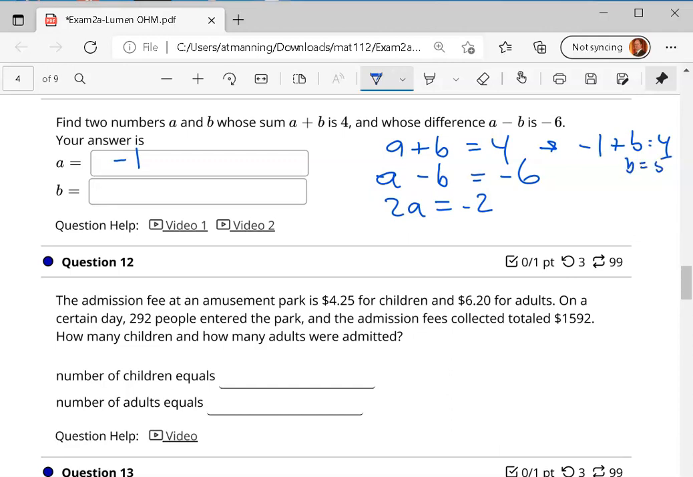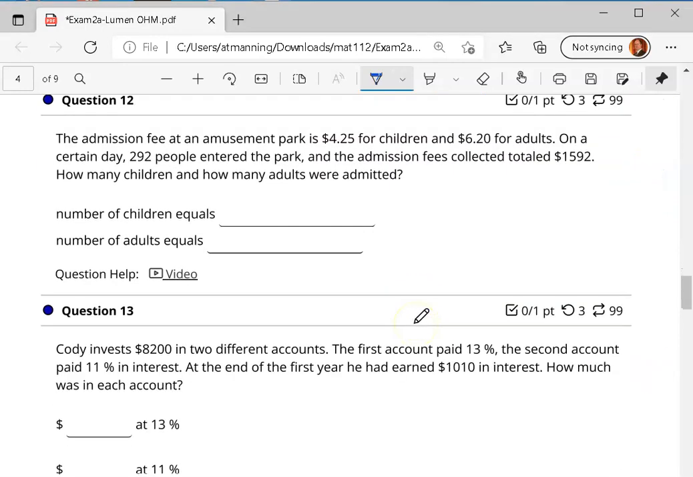Just suppose I said, let's try with that one. If I know a is negative 1, I can say negative 1 minus b equals negative 6. Add 1 to both sides, I get negative b equals negative 5. Multiply by negative 1, and I get the same solution for b. So either one will give us the correct b. So b equals 5.